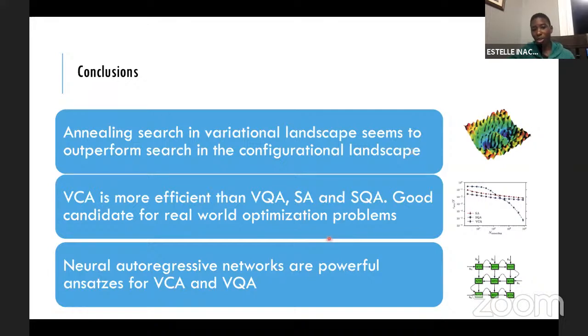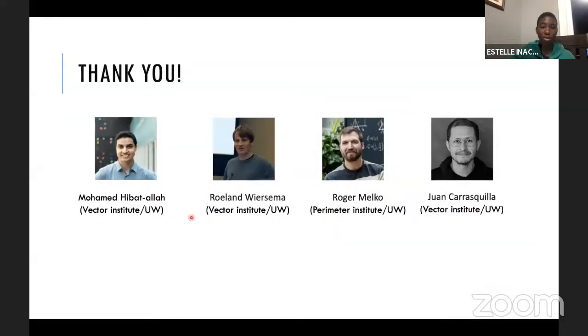And we've seen that neural networks are powerful for VCA and VQA, and they tend to depend on the kind of Hamiltonian that we have, and the architecture. And with this, I would like to thank my collaborators, especially Mohammed, who is the one who designed all the neural networks. And I'll be happy to take any questions if you have any.